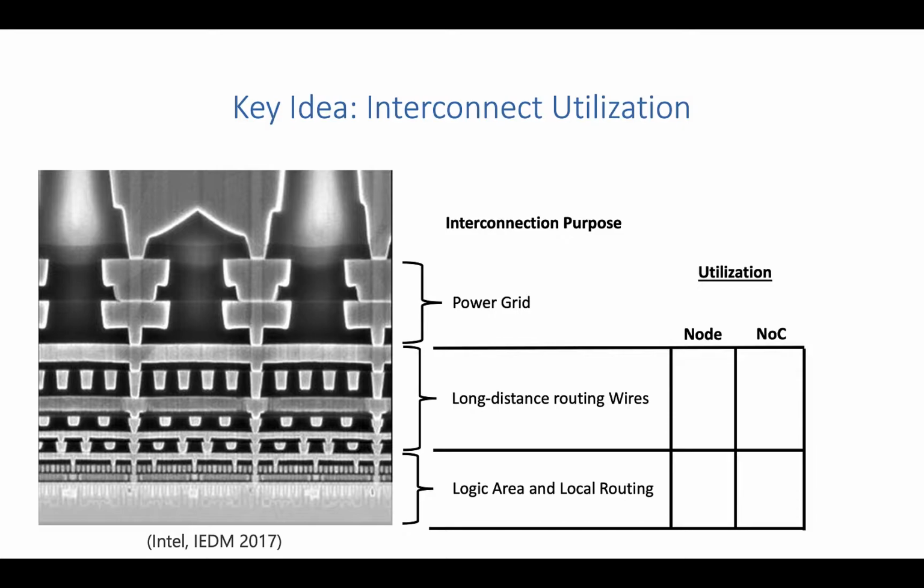In particular, if we look at the node, we can see how the node has relatively low utilization of long-distance routing wires and relatively high utilization of logic area and local routing, because node designs typically implement processors and accelerators, which are compute intensive and have connections between nearest neighbor transistors. In contrast, the NoC has complementary usage of these layers. The NoC has high utilization of long-distance routing wires, but relatively low utilization of logic area and local routing, for the reasons we demonstrated previously.